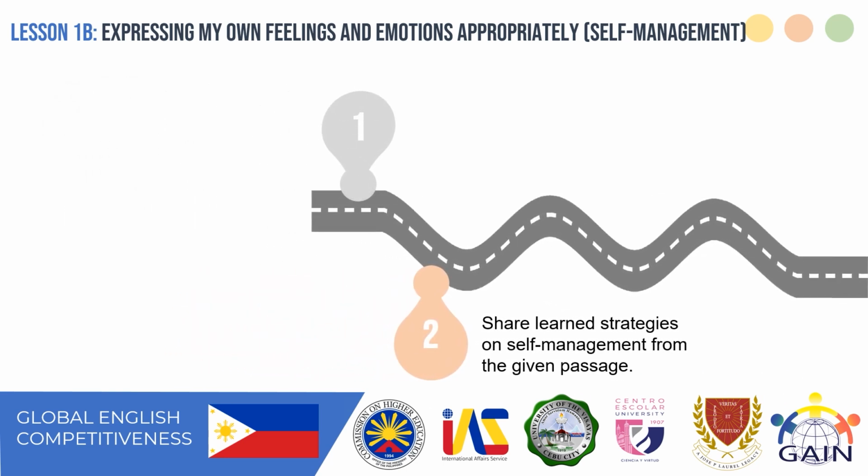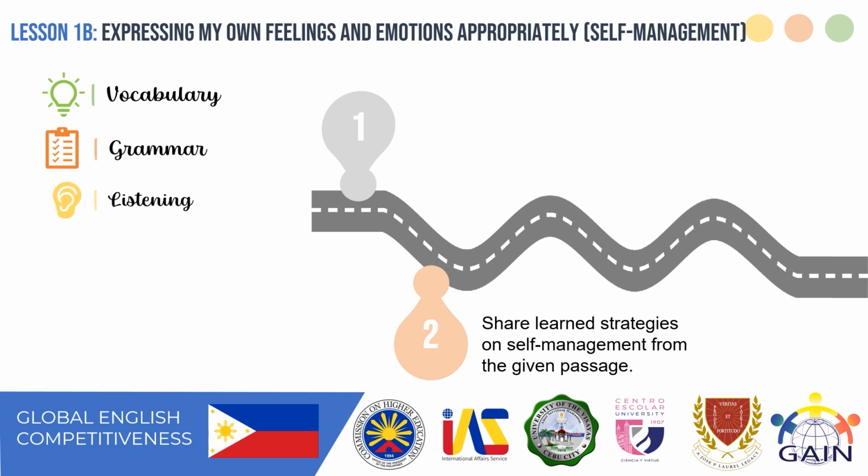Without further ado, let's move over to our second lesson, 1B. Expressing my own feelings and emotions appropriately. And here are the sub-lessons that will help us achieve our objective. Vocabulary, grammar, listening, speaking, reading, and writing.